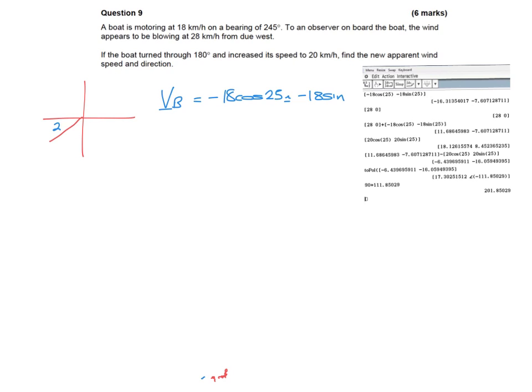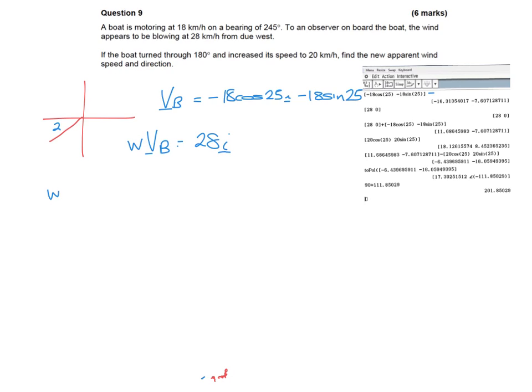18 sine 25. So on my calculator you can see that's the first thing that I've put in there. And I've got the numbers negative 17, negative 16, negative 7. It's negative because it's going to the left and down, obviously. I know that the wind velocity apparent to the boat is 28 from the west, so that's just 28i and 0j because it's going directly to the west.